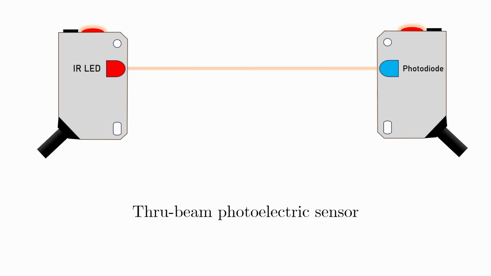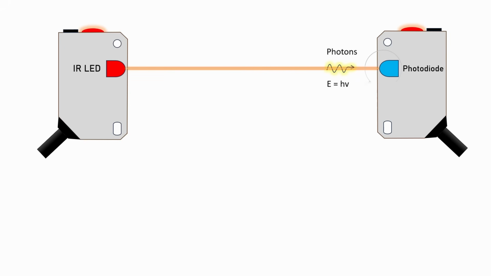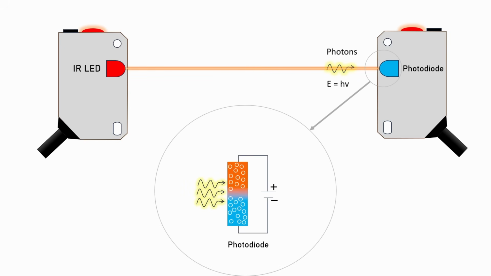Now, if you remember, light always carries energy in the form of photons. And when the light falls on a photodiode or phototransistor, these semiconductor materials convert the light photon energy into electrical energy, producing a small current called photocurrent. That's the transduction process of a photoelectric sensor, converting light energy into electrical energy. The amount of current depends on how much light reaches the receiver.